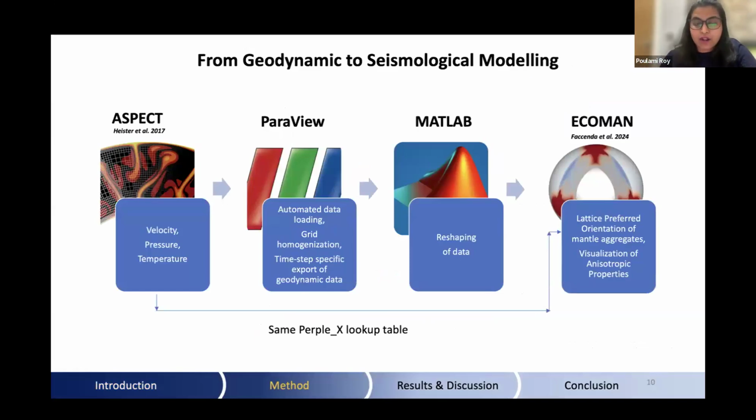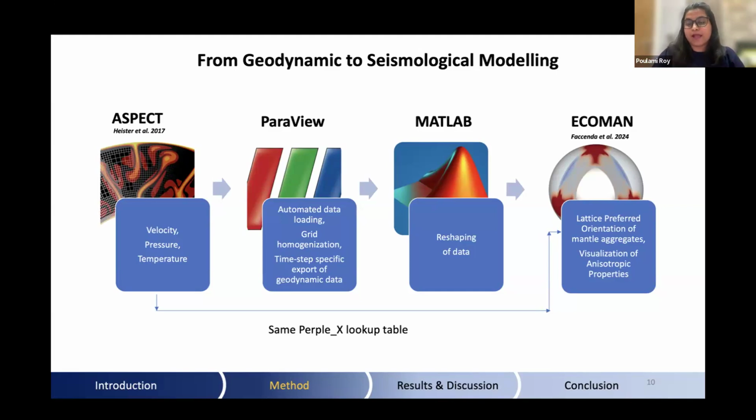Now, how do we set up the workflow from the geodynamic model to the seismological modeling? For simulating the convection pattern, we use ASPECT, and from ASPECT we compute the velocity, pressure, and temperature fields. We input these to ParaView, and using ParaView's Python calculator, we homogenize the grid. We also export the geodynamic data for each time step. Then we take the output from the ParaView Python calculator and input it to MATLAB to reshape the data, in order to make it compatible with the final seismological software that we use here, which is EcoMan.